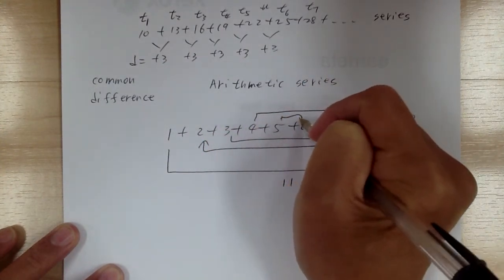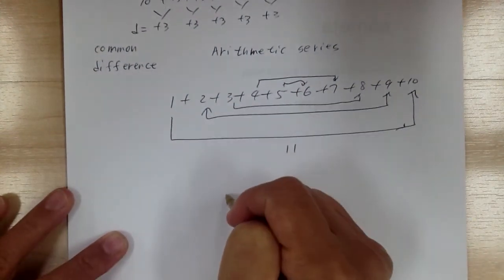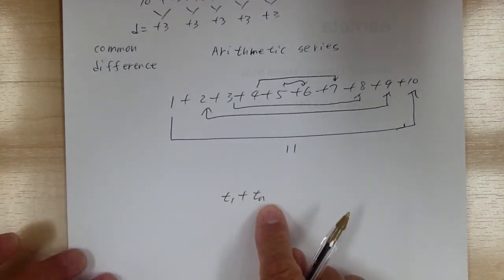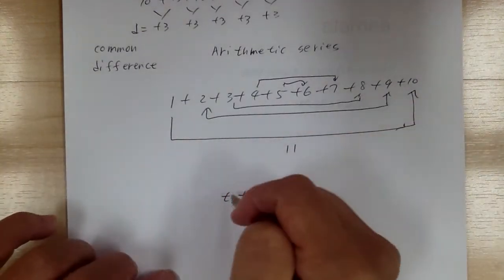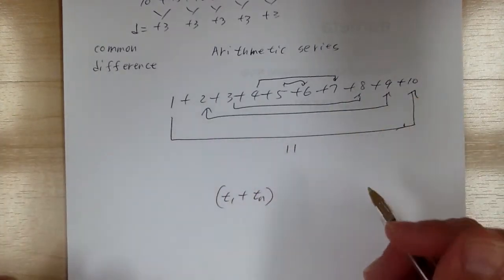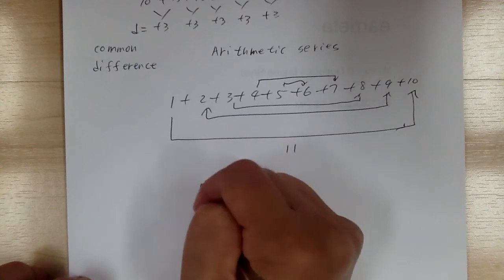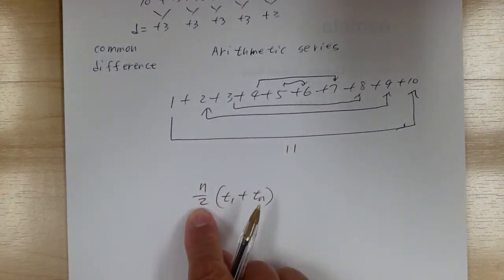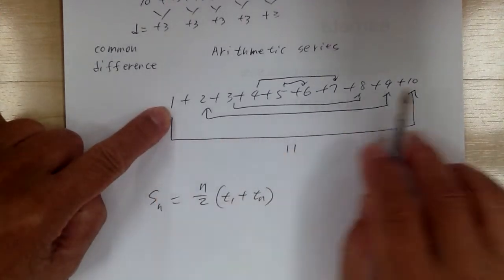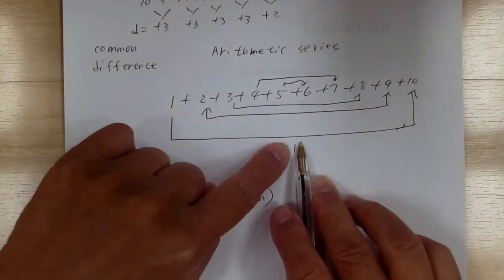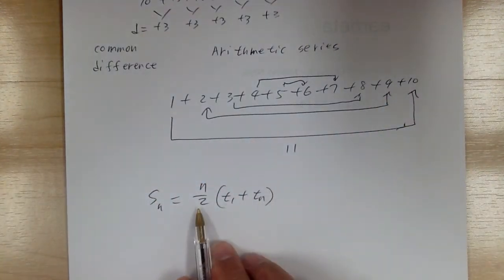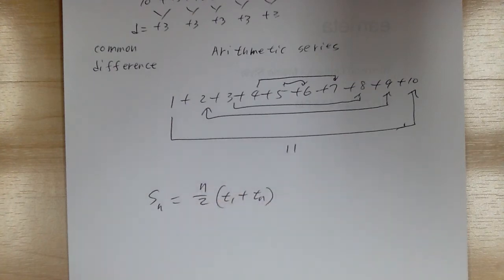So what you want to do is T1 plus the last term. The first term plus the last term, and this will give you the 11. Then you have to multiply it by how many pairs? Well, it takes two numbers to make a pair, right? So the number of terms divided by 2 will give you the number of pairs. So the sum will equal that. So again, you pair up the first plus the last number, and that gives you the number. Then you have to figure out how many pairs you have. To figure out the number of pairs, you just use the number of terms divided by 2.